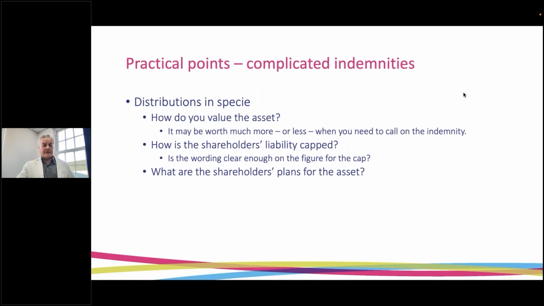With a distribution in specie, you need to be sure how you're going to be valuing the asset, and how the shareholder's liability is going to be capped, because normally you would limit the liability of shareholders so that they are not duty bound to return more to you than the value that they have received from the liquidation. And it may be worth looking at what the shareholders' plans for the asset are going to be. Could be problematical again if the asset is a company in an overseas jurisdiction, particularly if the shareholders are planning to move there.